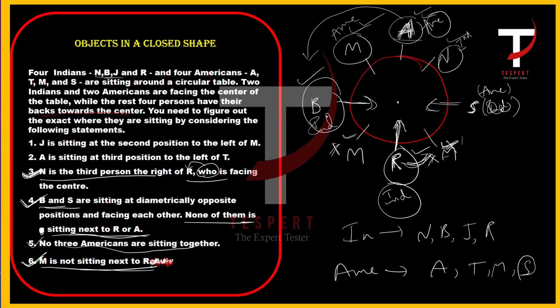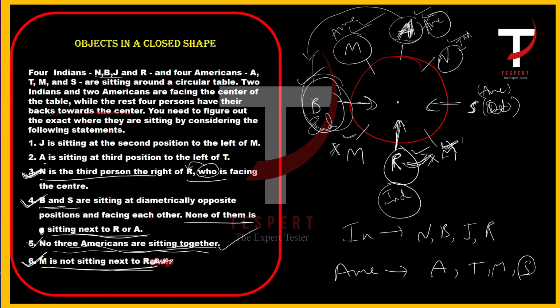See why we interchange the position, why B came here is, consider statement 5, no three Americans are sitting together. If S were here, who is an American, then A, M and S, all the three are Americans. So no three Americans are sitting together. So here only an Indian must come in order not to violate this statement, right? So this is the arrangement.